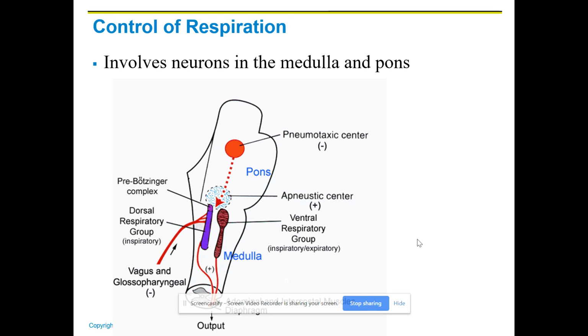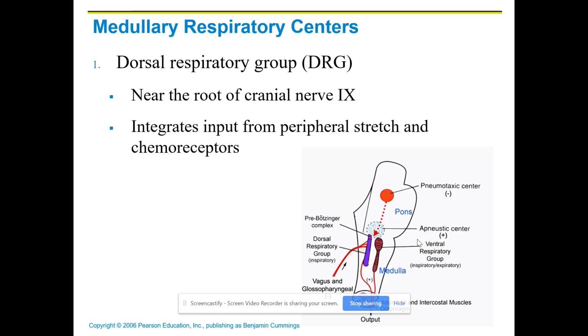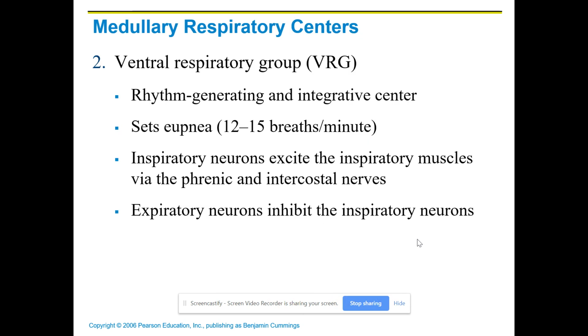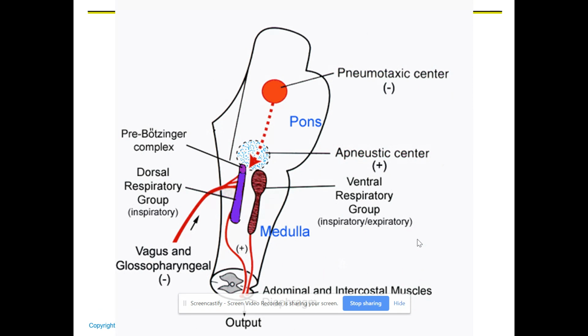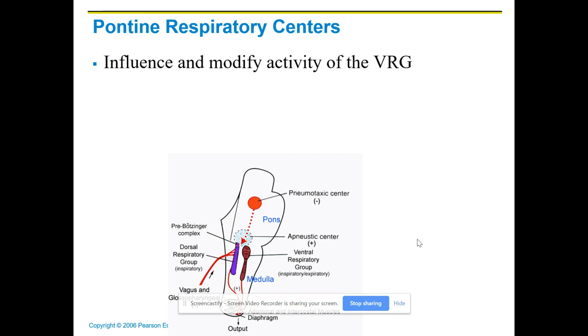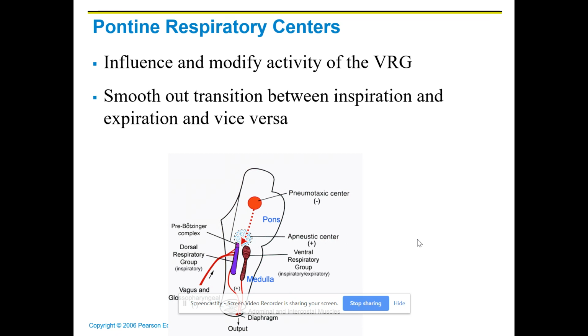So these two centers have influences over the basic centers. So again, we have this dorsal respiratory group, mostly about inspiration. We have the ventral respiratory group, mostly about expiration. And then we have the two that adjust respiration, the apneustic and the pneumotaxic. They influence and modify respirations. They also help us to smooth out the transition between inspiration and expiration. Again, apneustic increases respiration. Pneumotaxic decreases respiration.